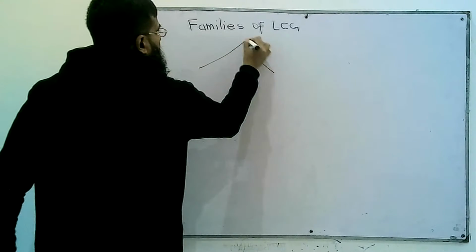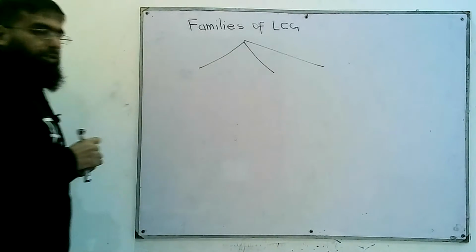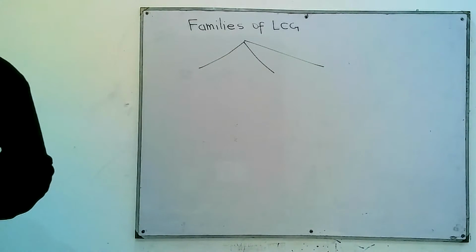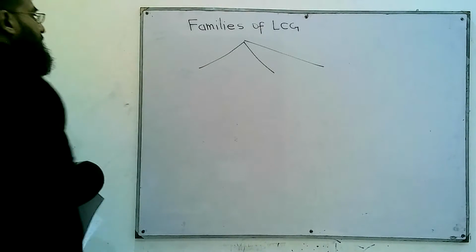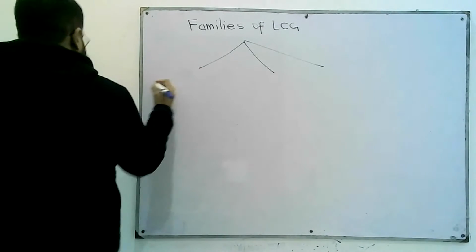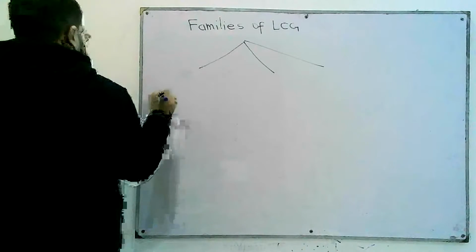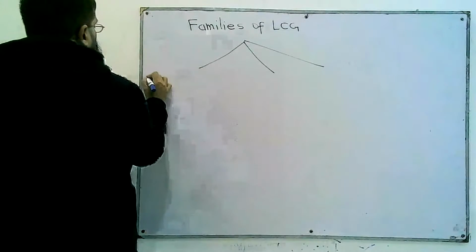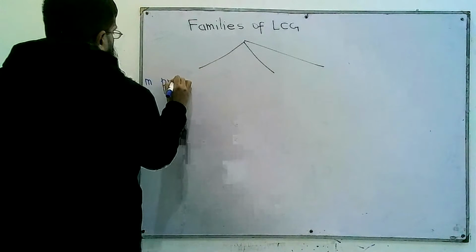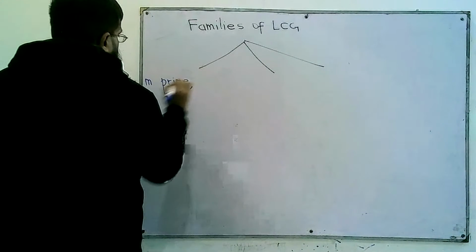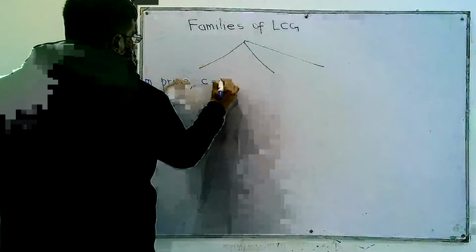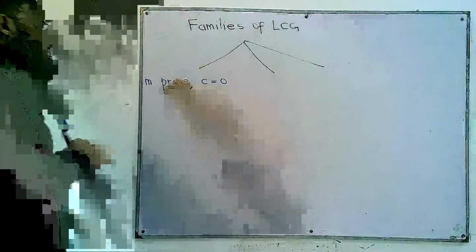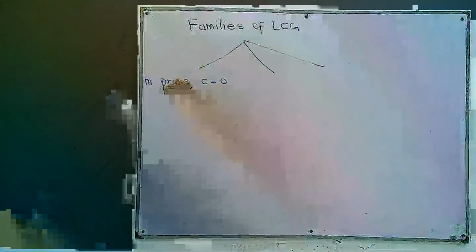There are 3 families of linear congruential generators. The first of them is the original Lehmer RNG, proposed by Lehmer, in which c is 0 and m is prime. We should pick m as a prime number.